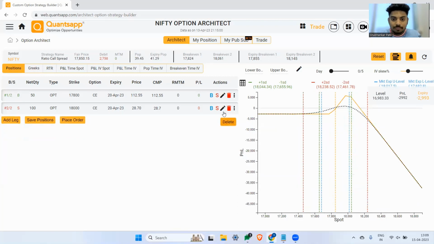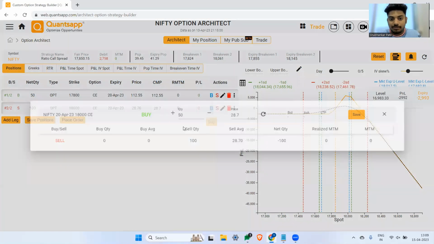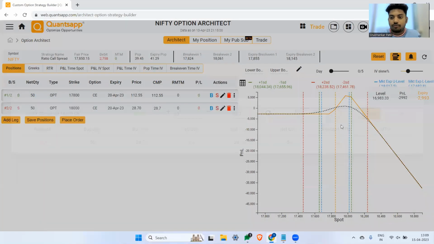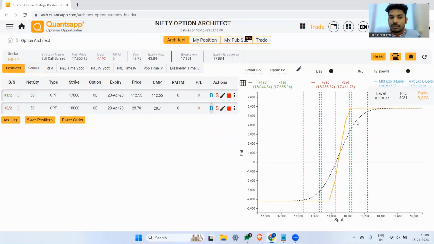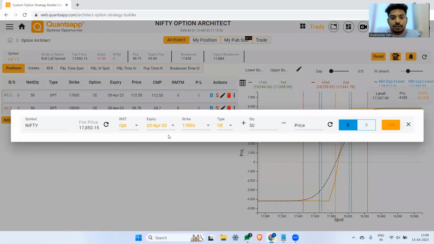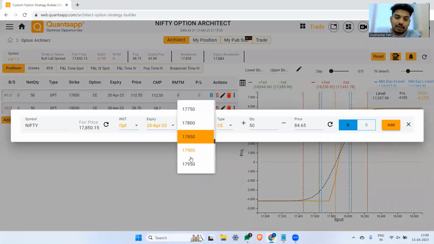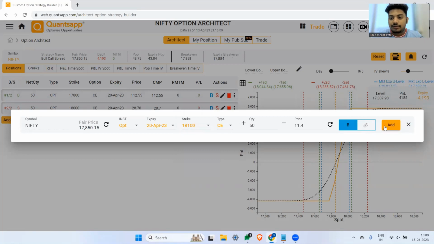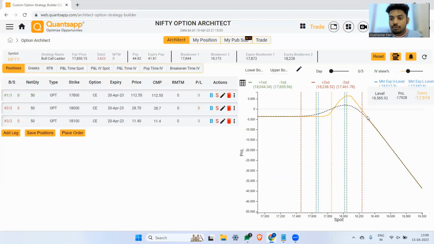Then another one is, let's say I exit one of my legs, or one of my lots. Again, it gets converted into a bull call spread. Now what I'll do is, instead of selling two lots of 18,000, which will give me an inverted V payoff on the top, I'll sell an 18,100 strike price call. So I'll get a much flatter payoff on the top. At the same time, I will get much more buffer on the upside.